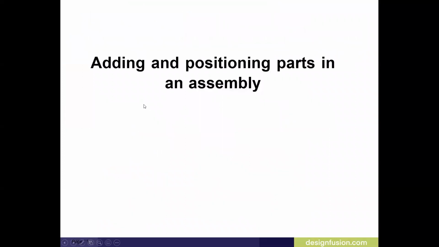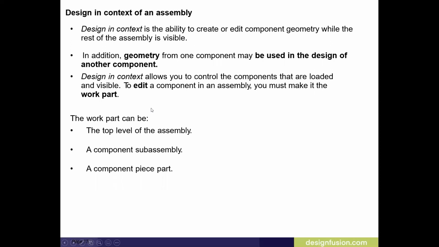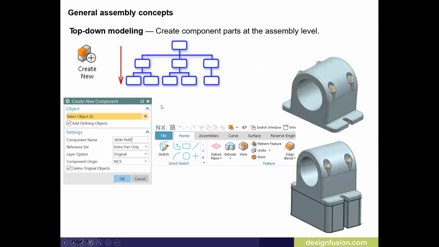All right. So once you've done that, there's a couple things you could do here, right? There's designing a part in the context of the assembly. At that point, you could go ahead and use geometry from the other components to create a new part. That's really a nice way to do it, and we call it a top-down modeling approach.